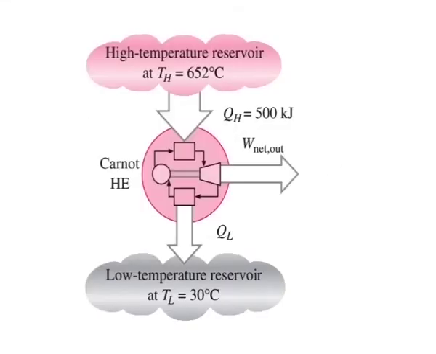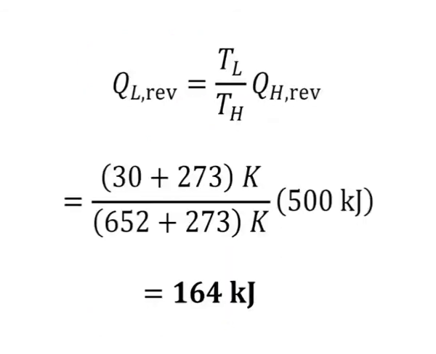The amount of heat rejected by this reversible heat engine is easily determined by this equation, where QL,rev is equal to TL/TH times QH,rev. So, substituting the values, we get QL,rev equal to 164 kilojoules. Note that this Carnot heat engine rejects to a low temperature sink 164 kilojoules of the 500 kilojoules of heat it receives during each cycle.